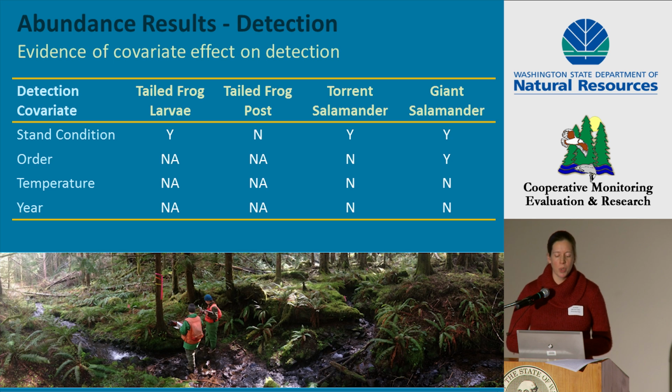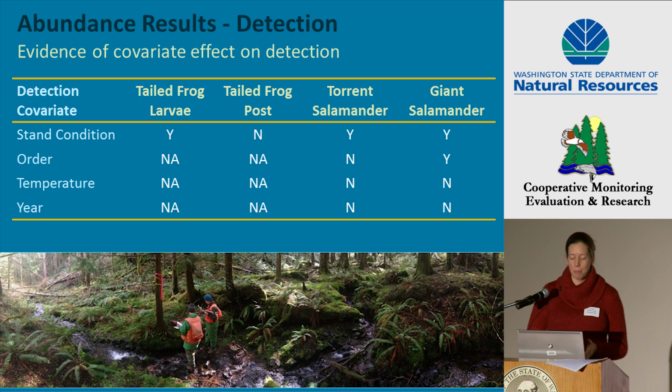So this is just really quickly, we did detect evidence of a covariate effect on detection. And we saw that the stand condition, which was that reference versus buffered versus unbuffered condition, did affect detection for tailed frog larvae, Tournet salamanders, and giant salamanders. We did not see that same evidence of an effect for tailed frog post-metamorphs. And we also detected evidence of a covariate effect for giant salamanders for stream order.